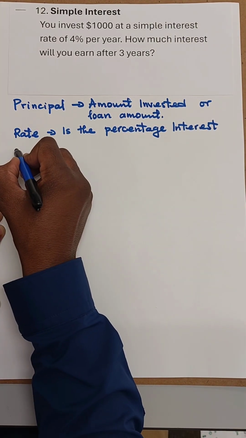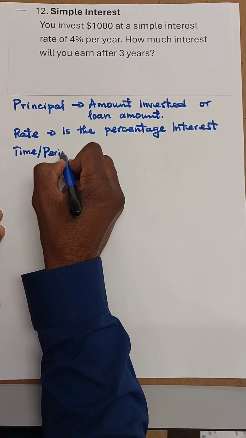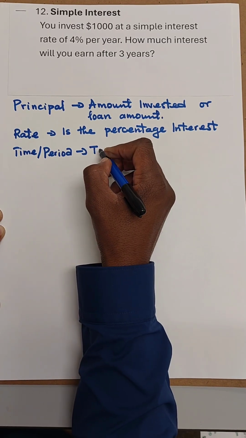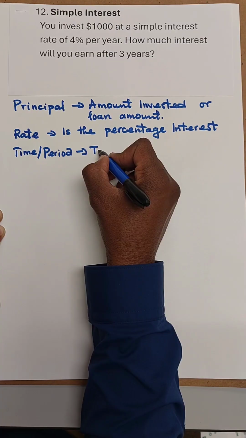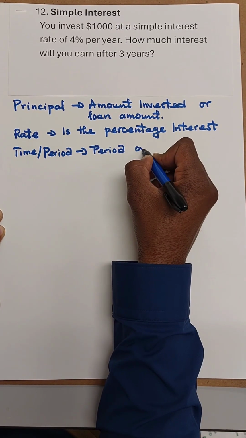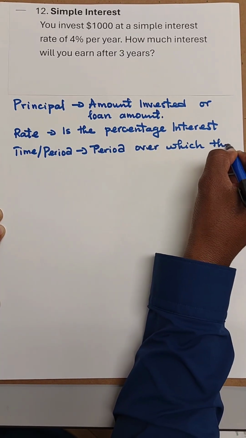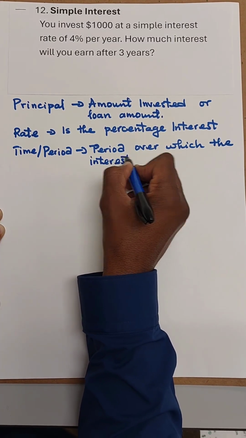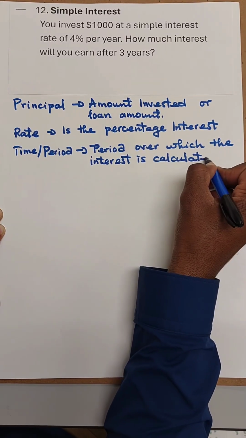And we also have time or period, which is the amount of time over which the money is borrowed. So time is the period over which the interest is calculated.